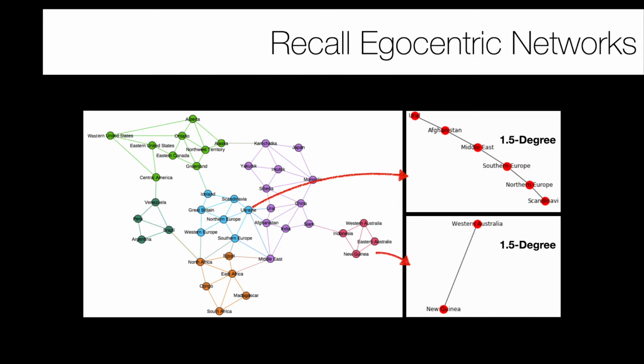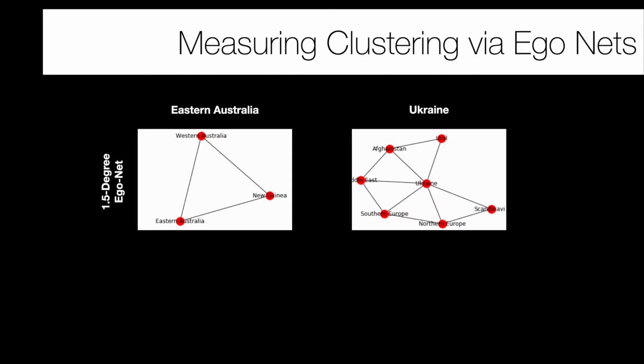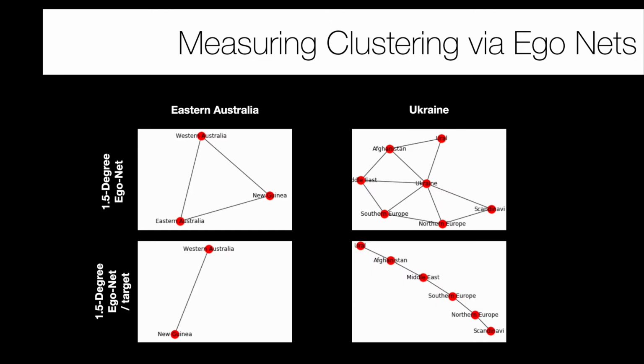Say Eastern Australia is connected to Western Australia and New Guinea, and those two nodes are connected to each other. So if we build this 1.5 degree egocentric network for Eastern Australia and Ukraine, then we see these structures here. And we want to evaluate some idea of how densely clustered these nodes are. So first off, we want to remove that target node.